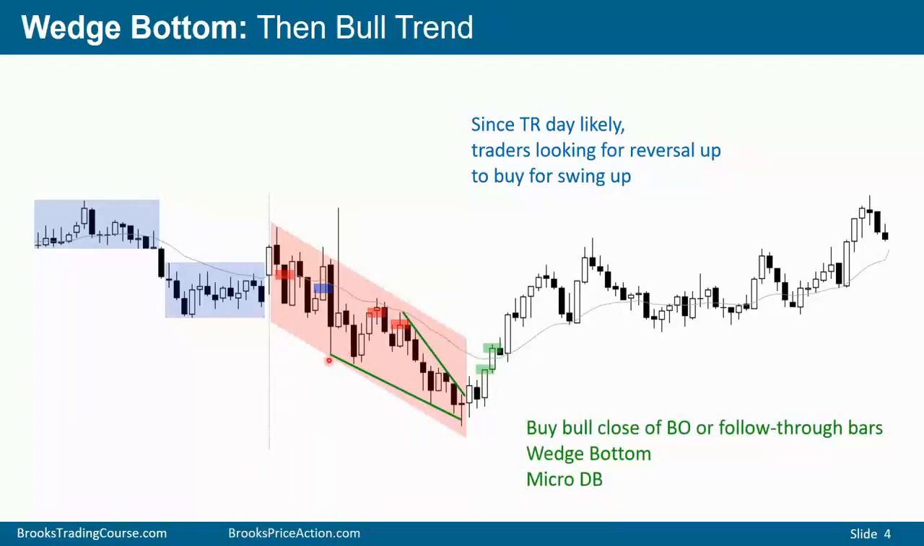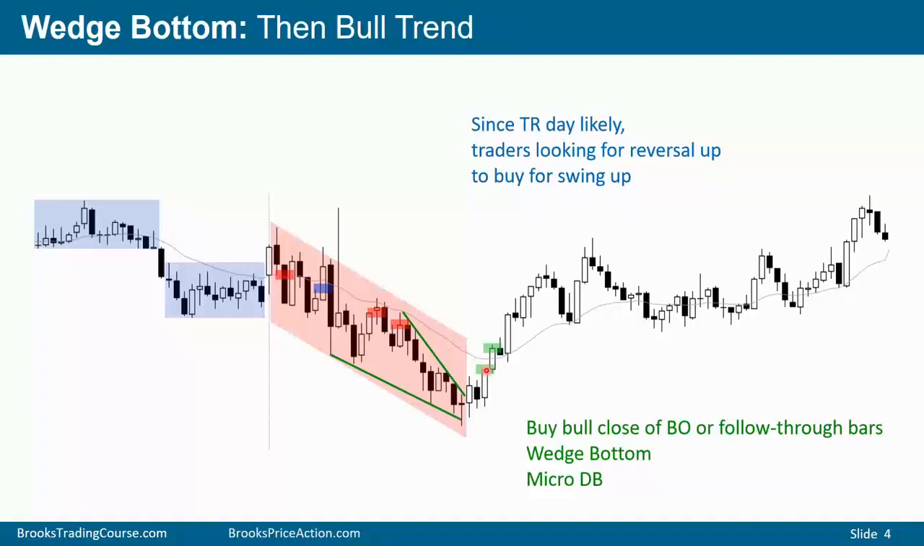3 pushes down, 1 or 1, and then 2 and 3. We broke a little bit below the line, and we're reversing up. And then we get a bull bar closing on its high and another bull bar closing on its high after a wedge bottom and a probable bear leg in a trading range day. Bulls are looking to buy a reversal up.